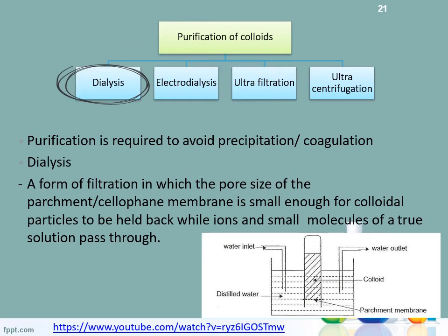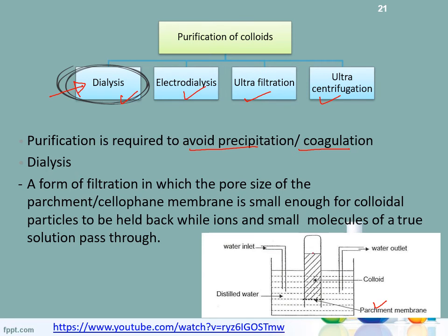Purification of colloid is required to avoid precipitation and coagulation. There are a few ways to purify the colloid. One is dialysis, electrodialysis, ultrafiltration, ultracentrifugation. And we are going to focus only on dialysis. Dialysis is a form of filtration in which the pore size of the parchment or cellophane membrane is small enough for the colloidal particles to be held back while ions and small molecules of a true solution pass through.